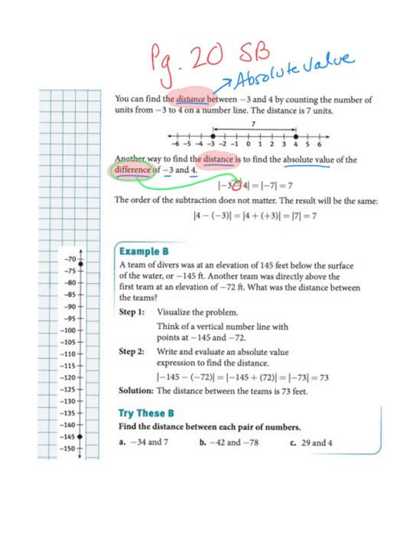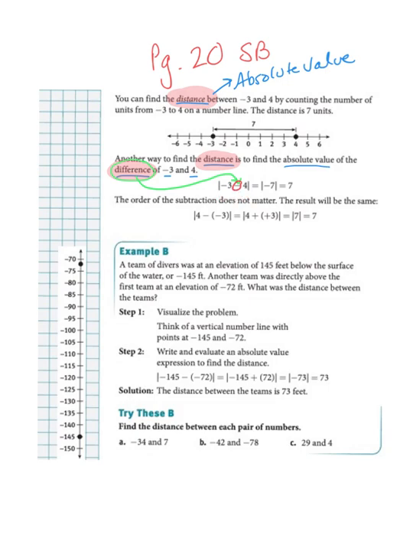Inside that absolute value sign, just to prove it to you, if we're working this problem out that they set up, negative 3 minus 4 is negative 7. And then the absolute value of negative 7 is 7. So that's why the distance between negative 3 and 4 is 7. And we can prove it by setting up an absolute value expression.